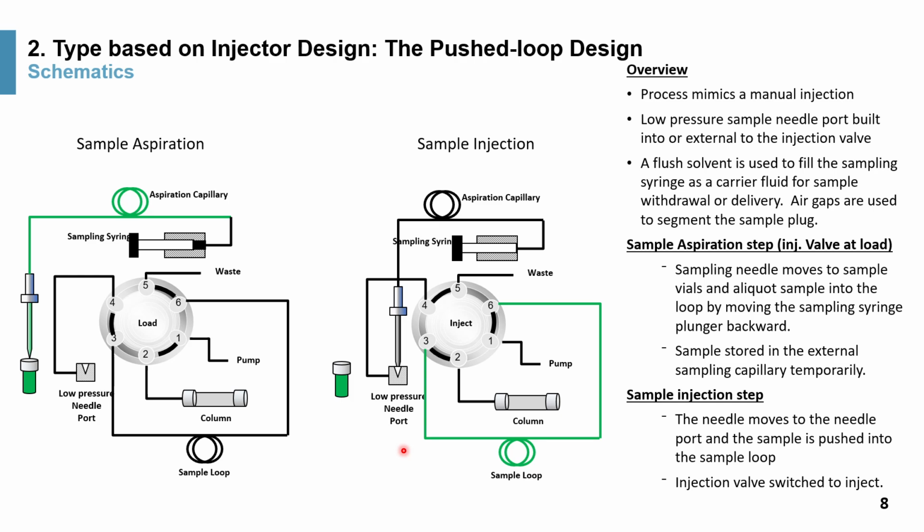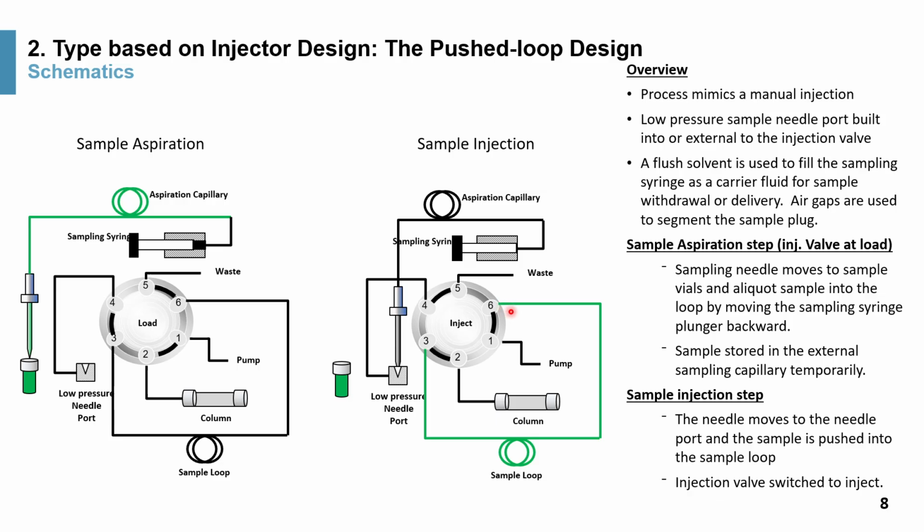So the XYZ design explained earlier in the previous slide is actually the type of injector called the push loop design, where you aliquot the sample from the vial, and it would travel into this low pressure needle port. Then the aliquot is aspirated into the sample loop, and then the valve would turn, and it would be injected under high pressure into the column, right?